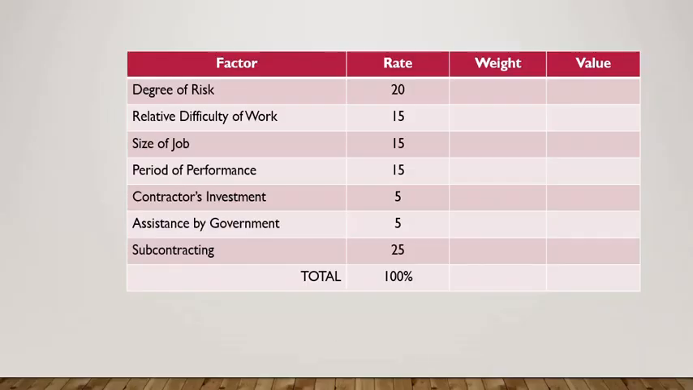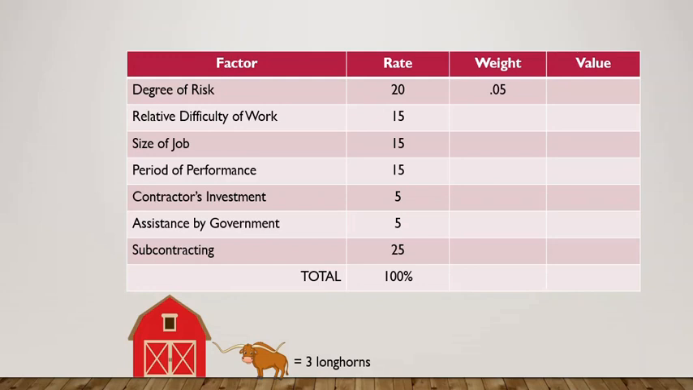Our first step is to assess the degree of risk in the contractor performing the evaluation. We will assign this factor, and indeed all factors, a weight from 0.03 to 0.12. You can probably deduce that building a barn doesn't have high risk. However, let's say this is a lump sum contract. So we'll give this a weight of 0.05.